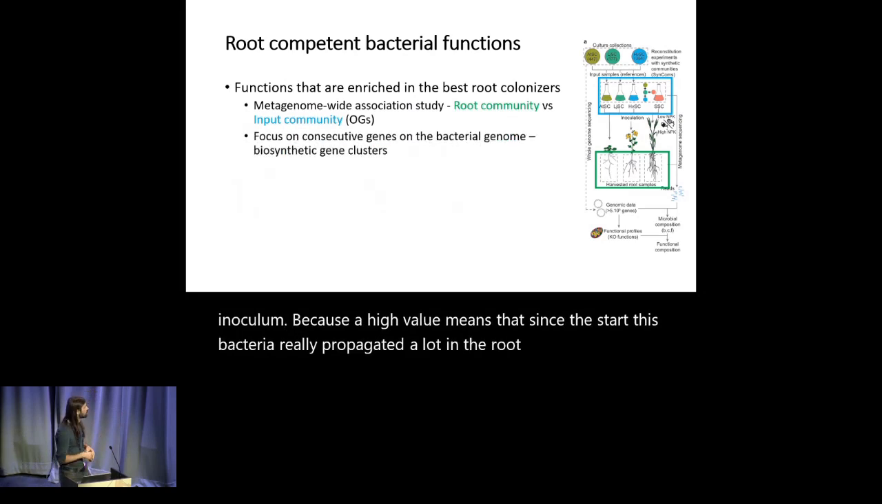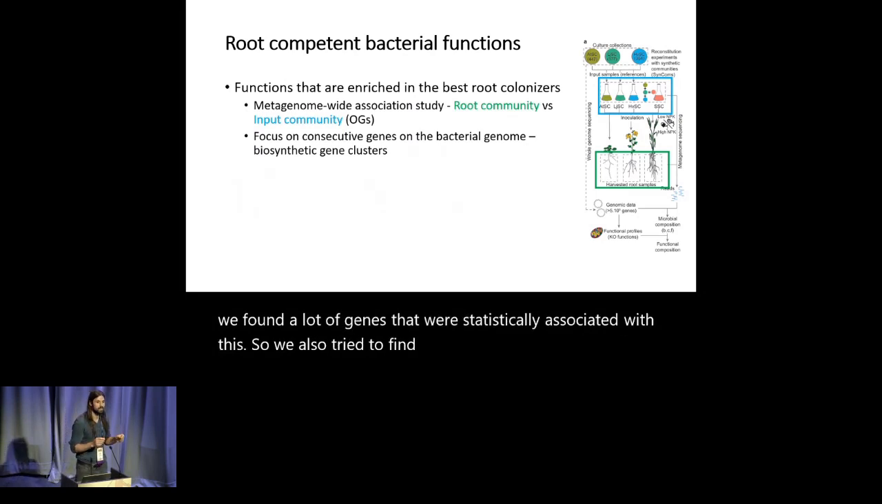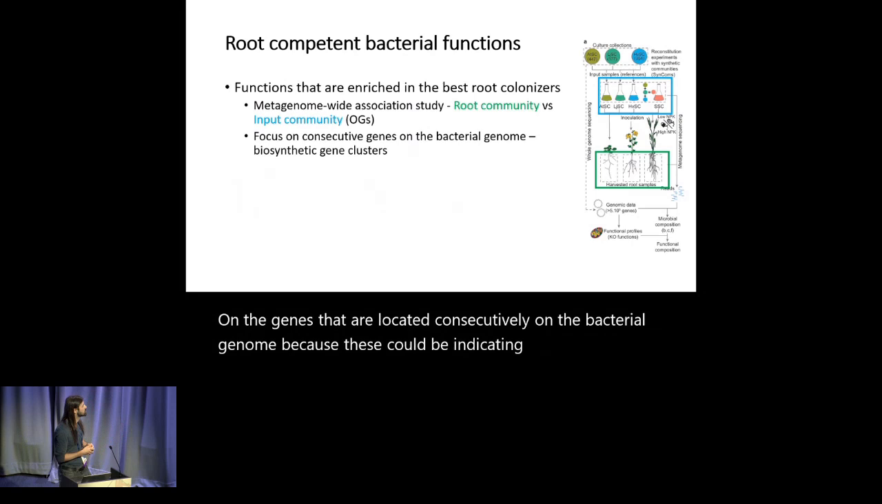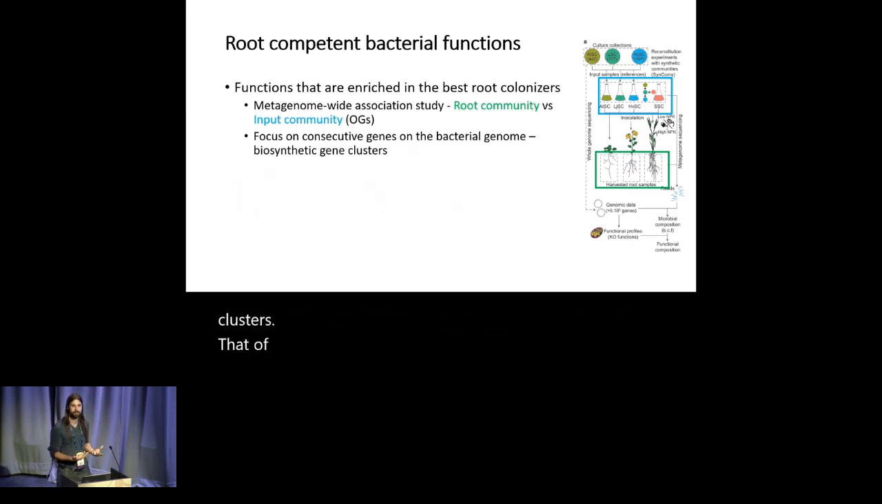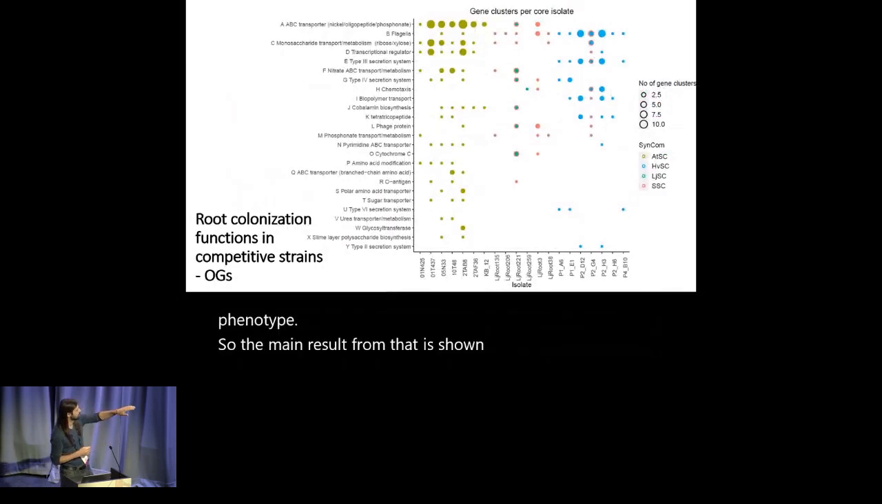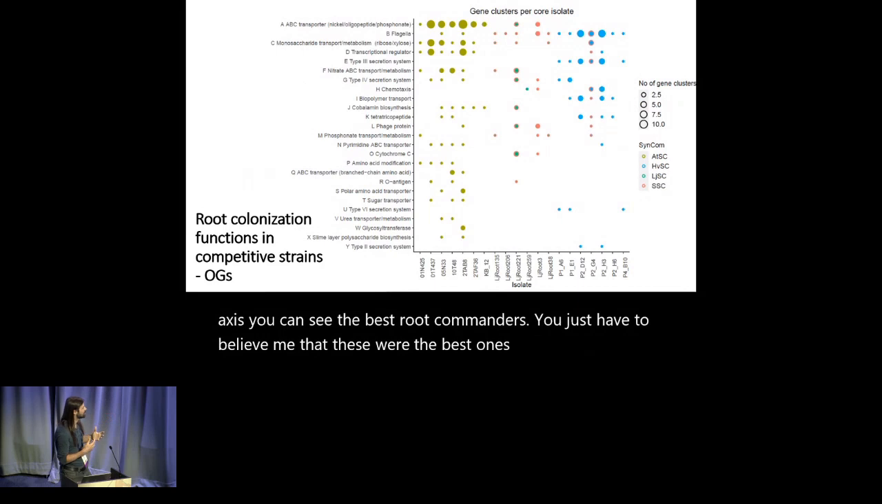And we found a lot of genes that were statistically associated with this, so we also tried to focus on the genes that are located consecutively on the bacterial genome, because these could be indicating biosynthetic gene clusters that, of course, have a much bigger impact on the bacterial phenotype. So the main result from that is shown here, where on the x-axis you can see the best root colonizers. You just have to believe me that these were the best ones in the data set.